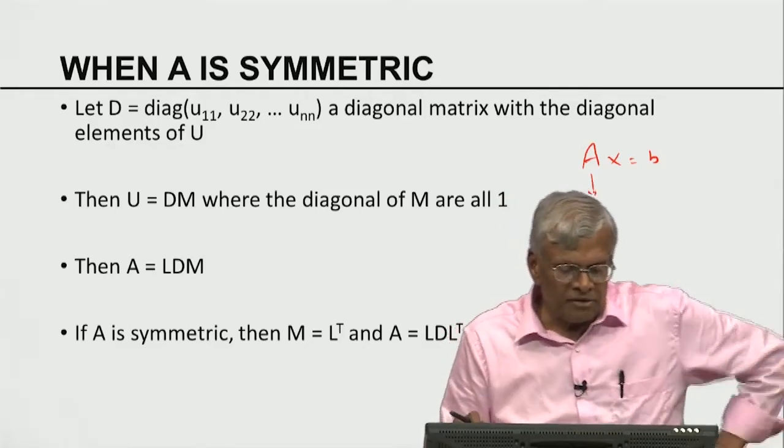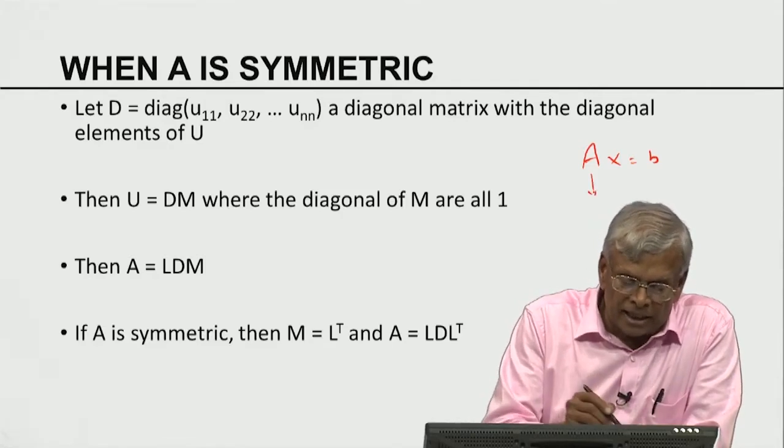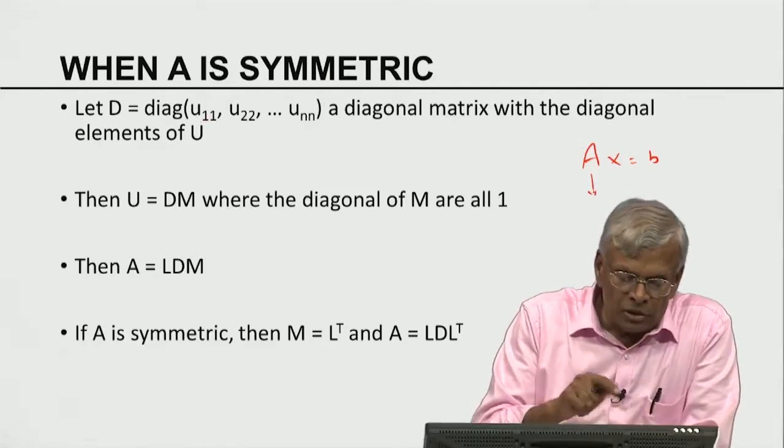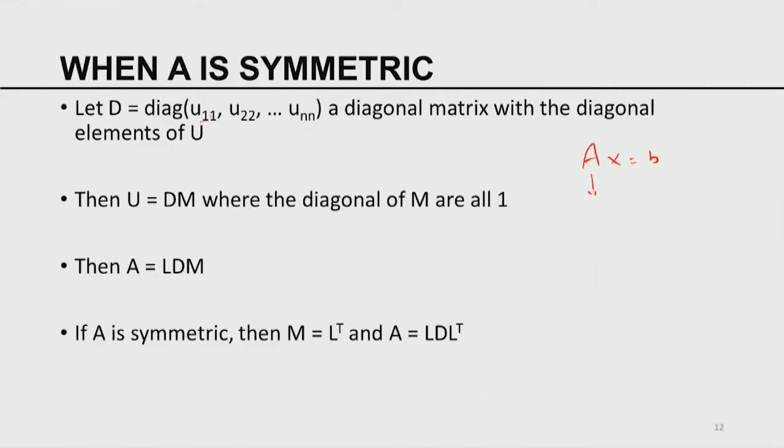So if the matrix is symmetric, now I'm going to concoct a diagonal matrix with the diagonal elements of U as a diagonal matrix D. In that case, I should be able to express U as the product of D and M. In this case, it can be easily verified as a simple matrix calculation. M is a matrix whose diagonals are all 1. So I should be able to use this in my LU decomposition to express A = LDM. L is a lower triangular matrix with all 1s along the diagonal. M is an upper triangular matrix with all 1s along the diagonal. D is a diagonal matrix whose diagonal elements were part of U. I have separated that, a further decomposition here.